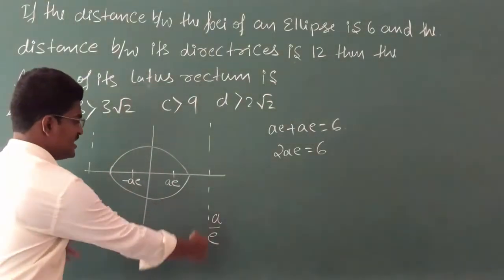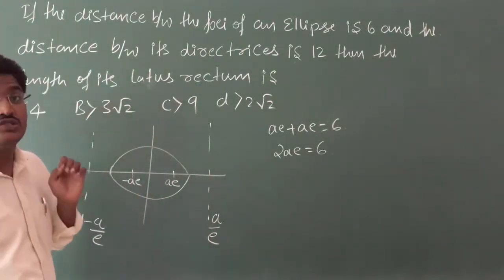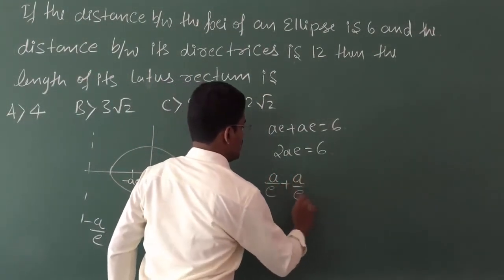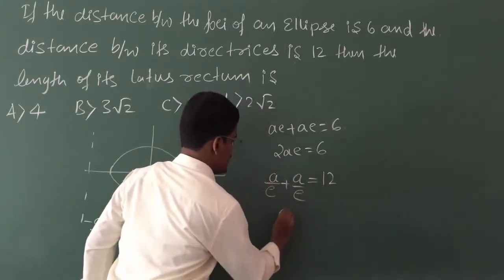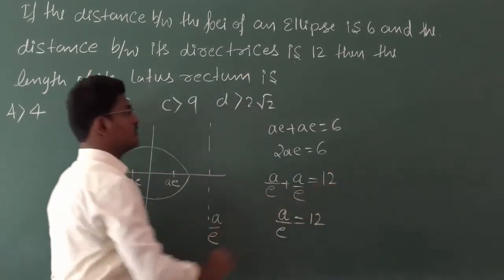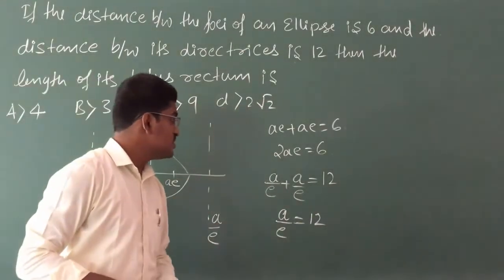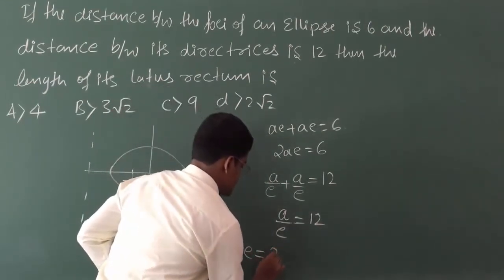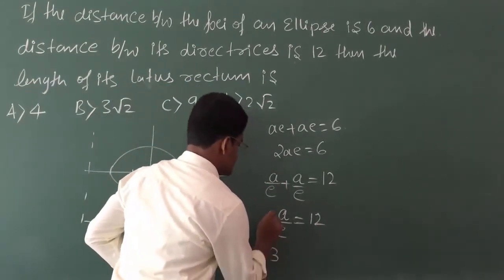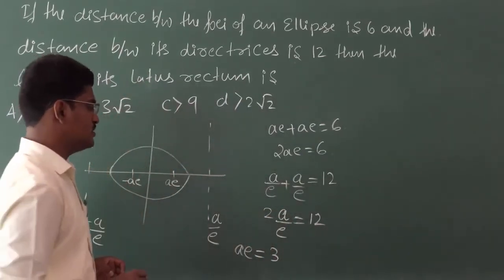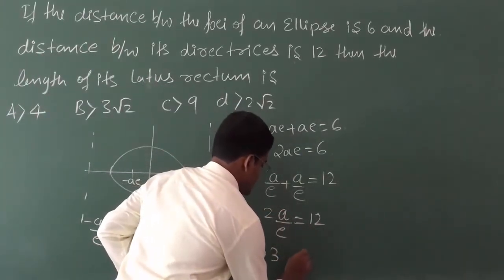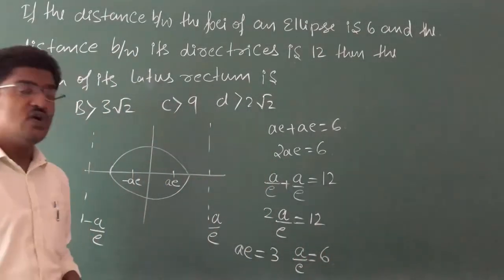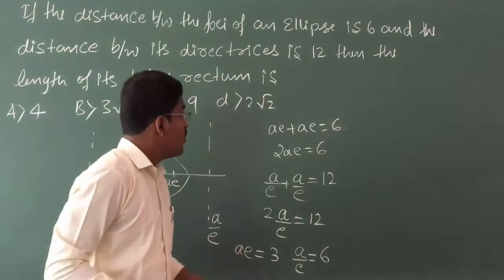In the same way, the distance between the directrices is 12. That is A by E plus A by E is equal to 12. Clear? So from this you can understand that A into E is 3. And 2 times A by E is equal to 12, that is A by E is equal to 6. Clear? So now what are they asking?